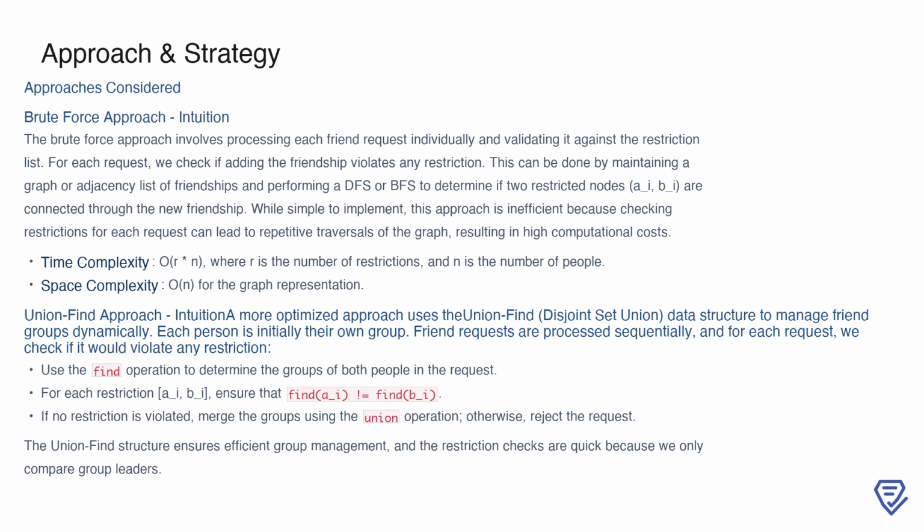Specifically, the time complexity for this approach is O(R * N), where R is the number of restrictions and N is the number of people. The space complexity is O(N), since that's what we need to store the graph. While this approach gives us a way to solve the problem, it's clear that it's not scalable for larger inputs.